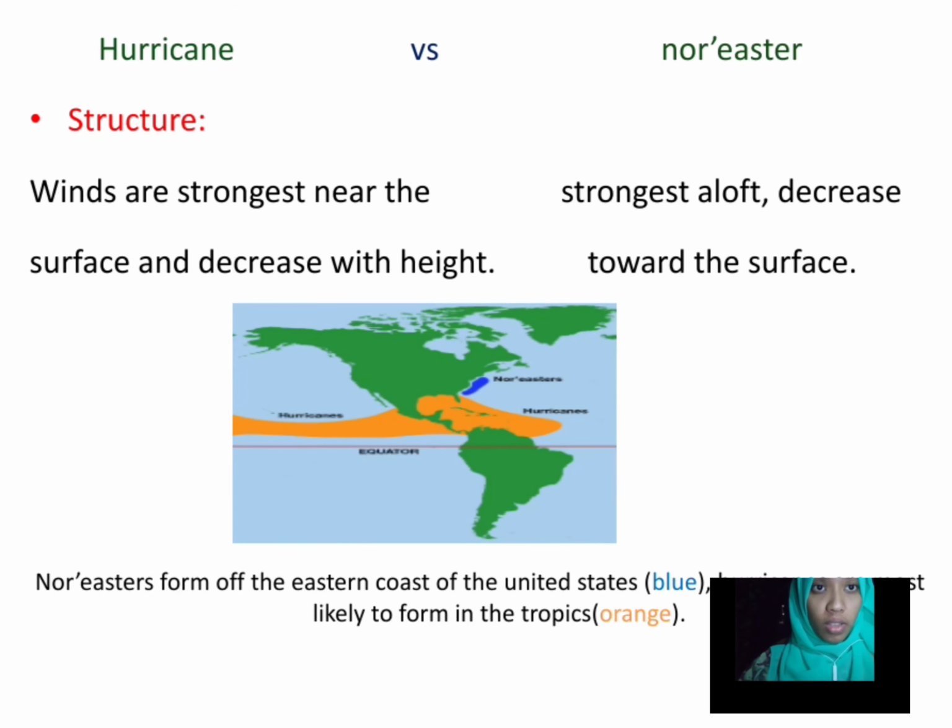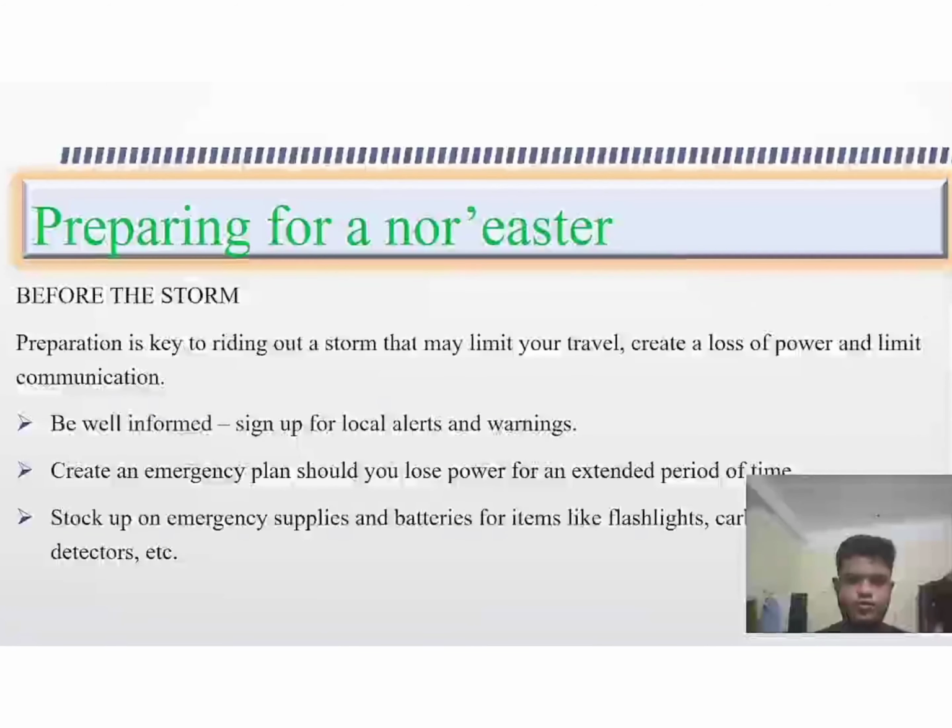Hurricane winds are strong near the surface and decrease with height. On the other hand, nor'easter winds are strongest aloft and decrease toward the surface. I'm very glad to have the floor here. Let's discuss my topic.